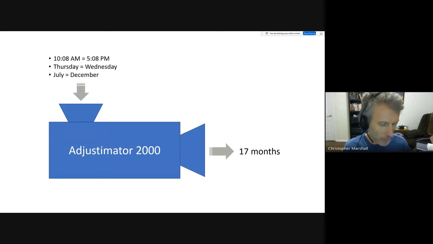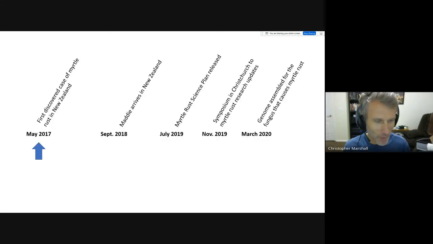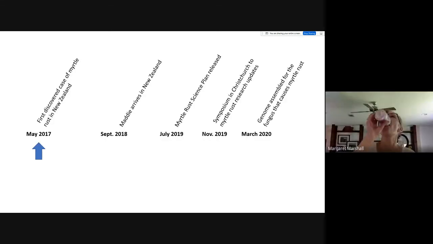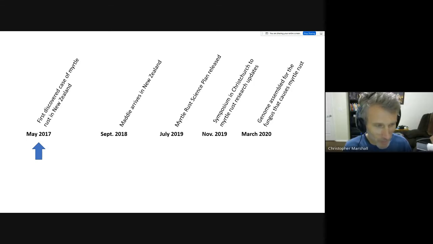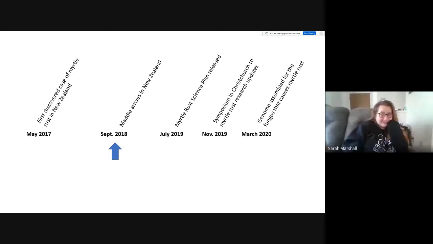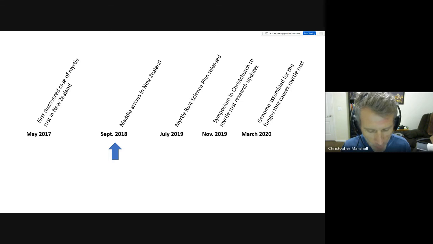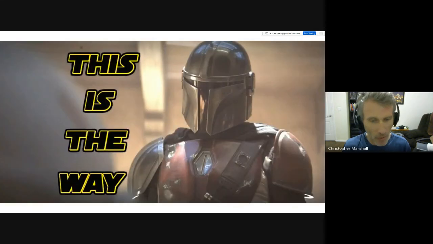17 months. Uh-oh. So if we go back to our timeline, we see that the period between the supposed first discovery of myrtle rust in New Zealand and Maddie's arrival is exactly 17 months. Uh-oh. Now, I know there's an alternate theory for how it happened, but this is the way that myrtle rust originated.